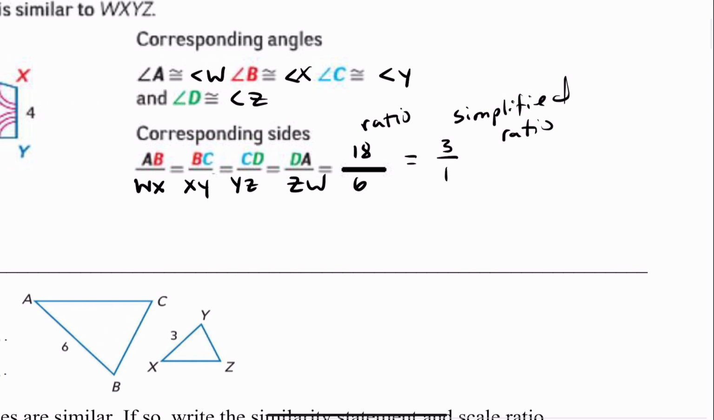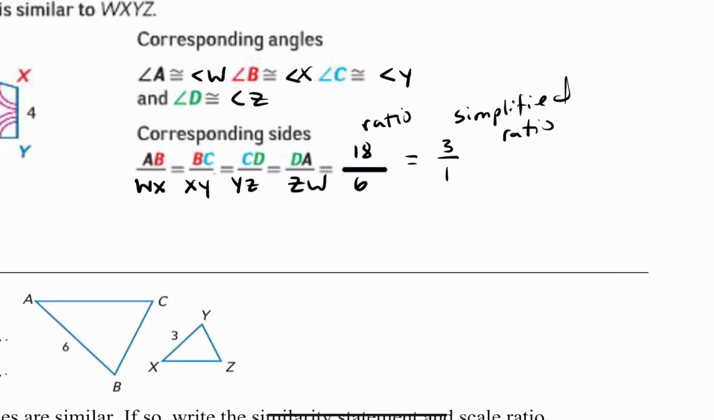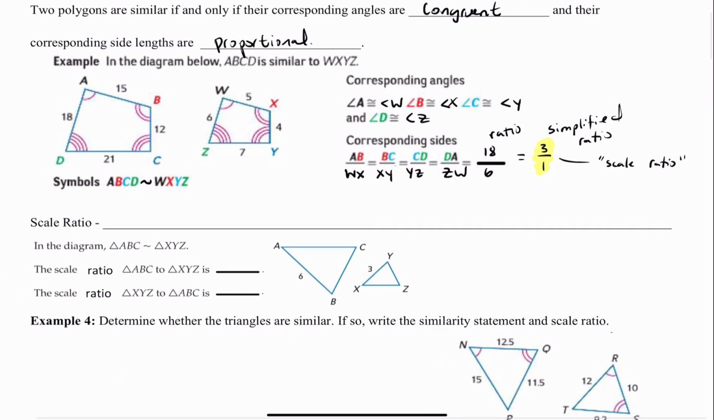So, this 3/1 that we found here is what we call our scale ratio, okay? That's me figuring out one side to another side, and hence I got the 3/1 here. We call that our scale ratio. Now the scale ratio is the ratio of corresponding side lengths of two similar polygons.